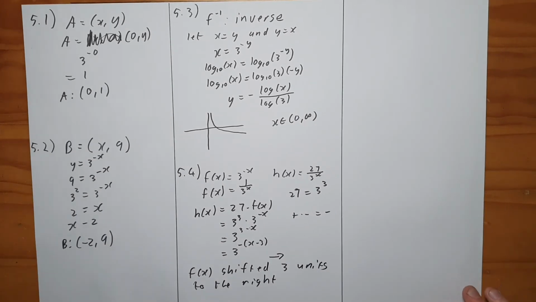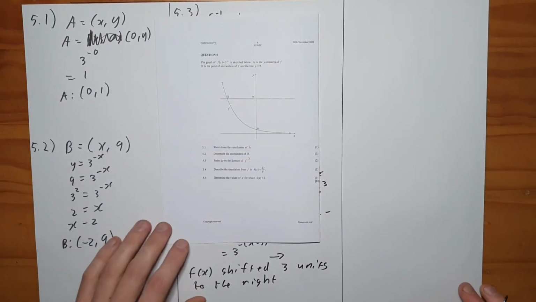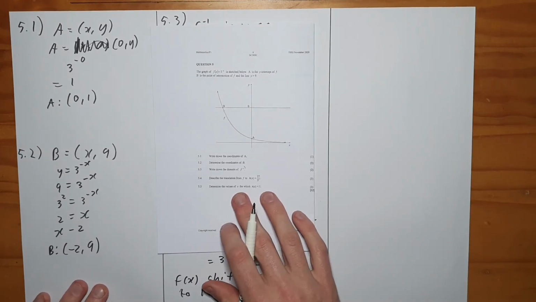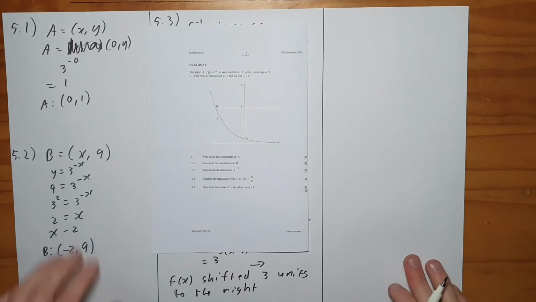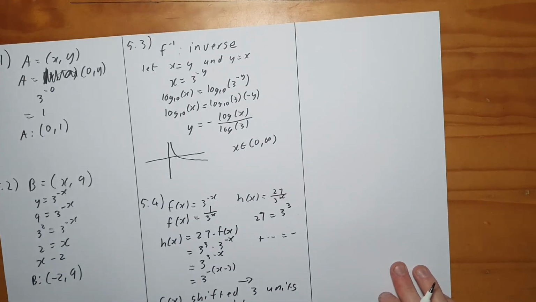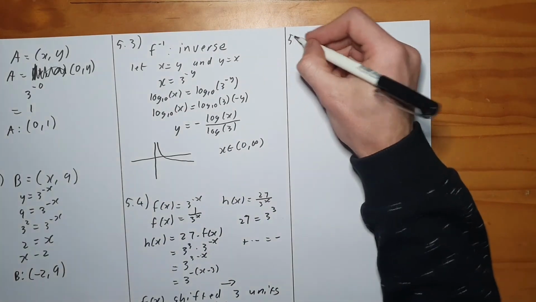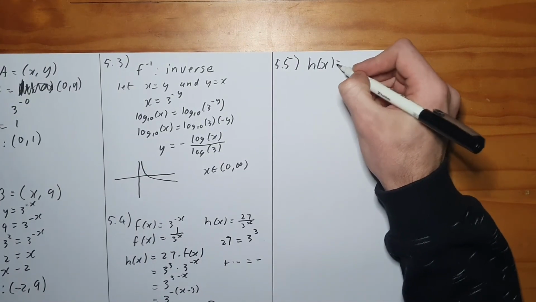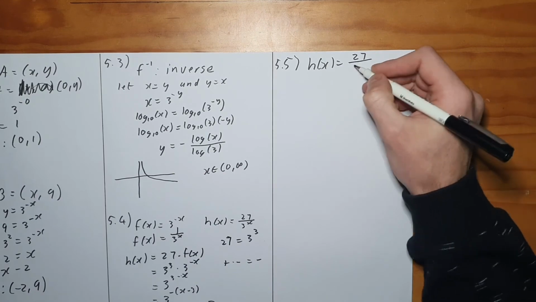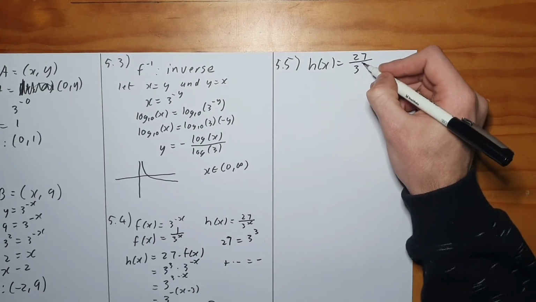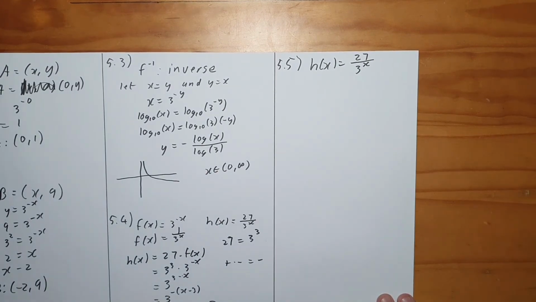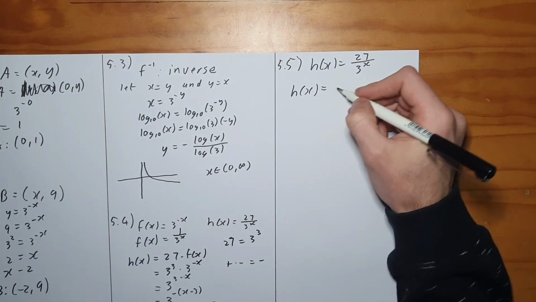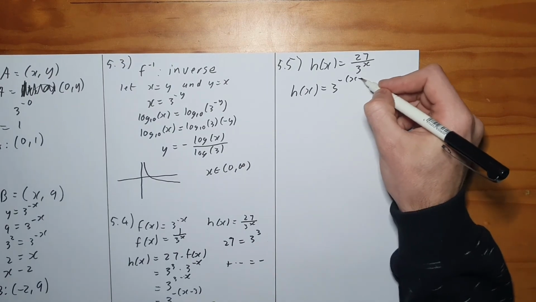Now looking at 5.5, it says determine the values of x for which h of x is less than 1. So we have h of x now. h of x is given, so 5.5. h of x is equal to 27 all over 3 to the power of x, or we can write it in the other form that we have, which is h of x equals 3 to the negative x minus 3.